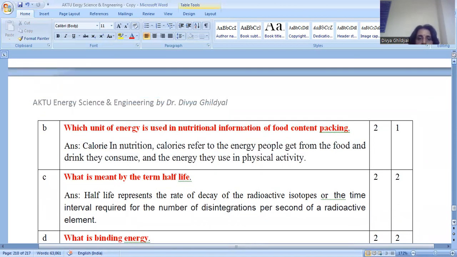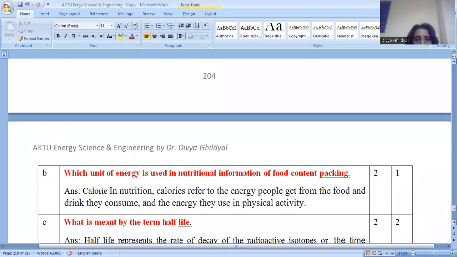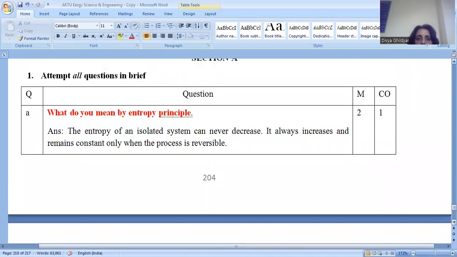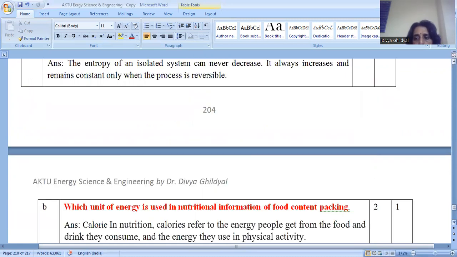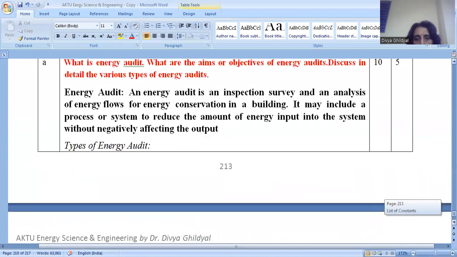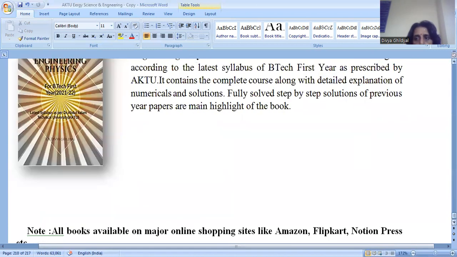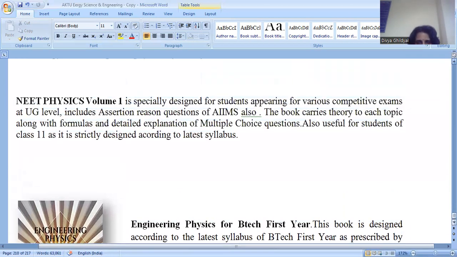Unit of energy used in nutritional packing is calorie. Calorie is the most favorite unit of heat used in nutrition. Like you say 100 calories carried by a burger, 50 calories carried by one bread. Entropy of an isolated system always increases or remains constant. It is basically a measure of the disorder in my thermal system. So that is what measures the entropy of a system.